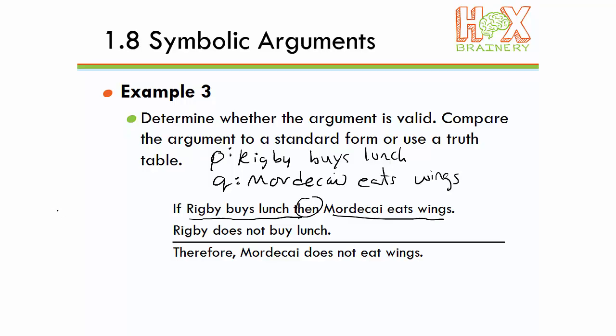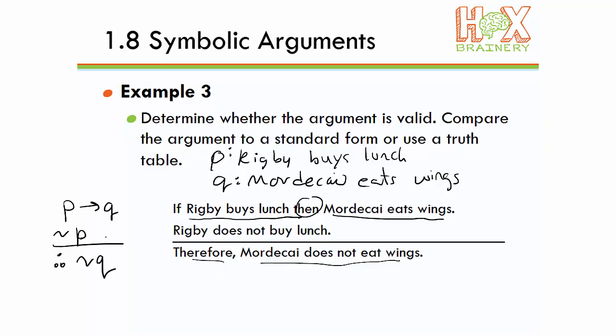And so this first premise is a conditional, if P then Q, right? If Rigby buys lunch, then Mordecai eats wings. The second premise says Rigby does not buy lunch, so that's not P. Therefore, we have a conclusion now, Mordecai does not eat wings, so not Q. So is that a valid argument? Does that conclusion, the fact that Mordecai is not eating wings, does that logically follow from those two premises?